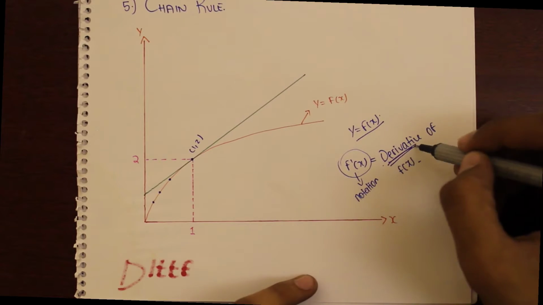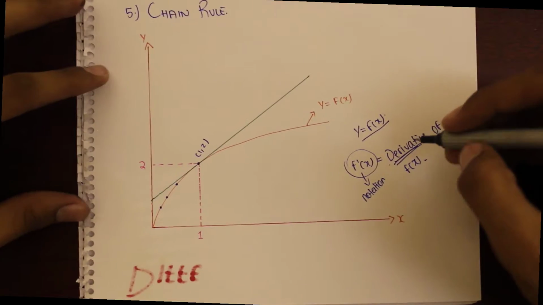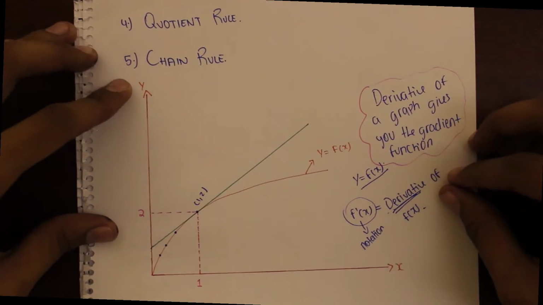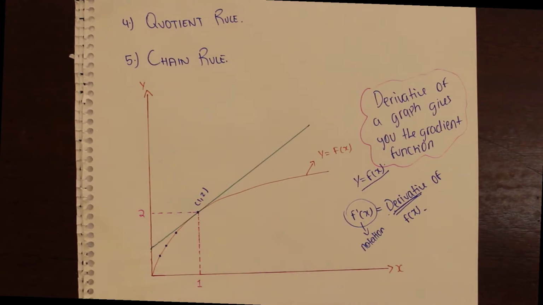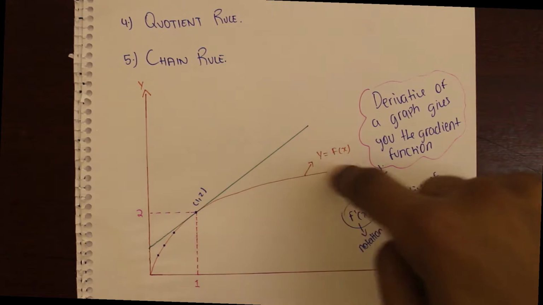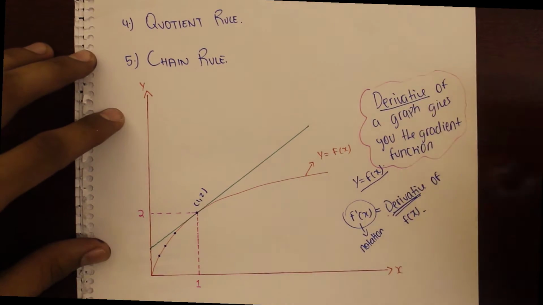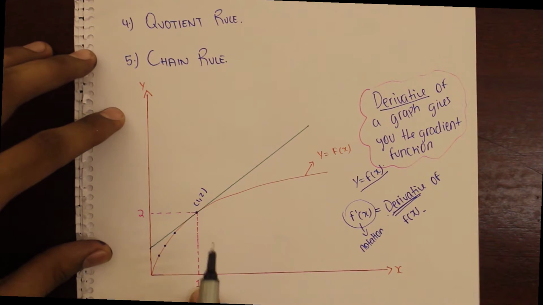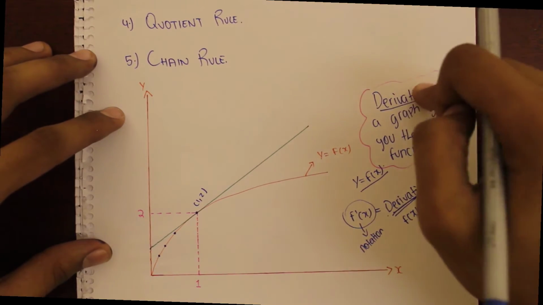So this derivative helps us find the gradient. So the derivative of a curve gives you the gradient function. So the derivative of a graph gives you the gradient function. And what this derivative helps you do is you plug in your x values of any point on the graph, and it will give you the gradient at that specific x point. So in this case, if I were to find the derivative of f of x, to find the gradient at 1, I will plug my x value, which is 1, into the derivative function.